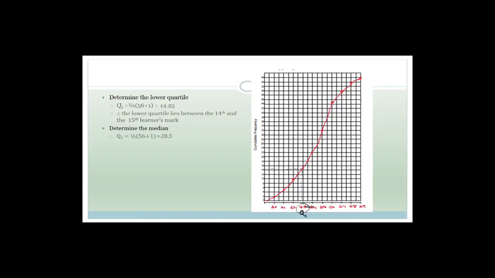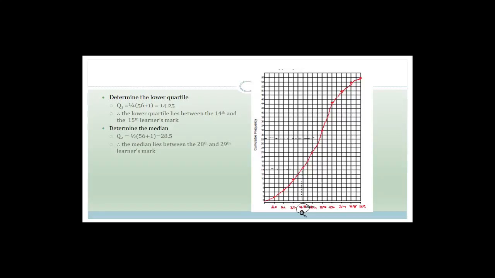We go a half times 56 plus 1, which is 28.5. So therefore, we can say that the median lies between the 28th and 29th learner's mark. So we're going to go 28. That's 28, that's 30. So 28 is just across here.